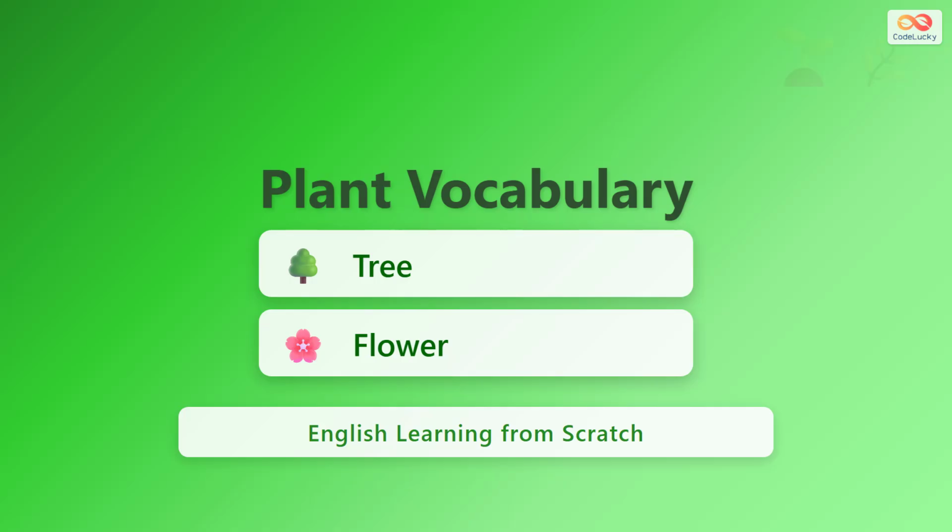Tree and flower are 2 plant words. Tree is a very tall plant with thick brown trunk and many branches. Flower is a beautiful plant part with bright colors and soft petals. Both grow from ground. Both need water and sunlight.